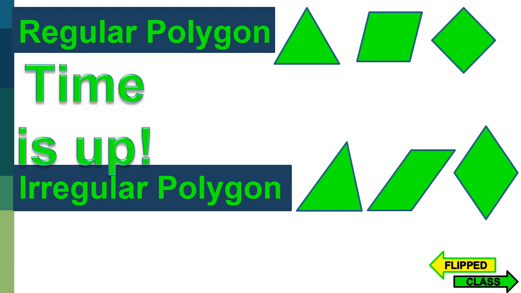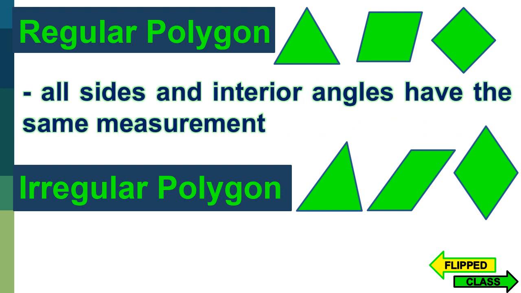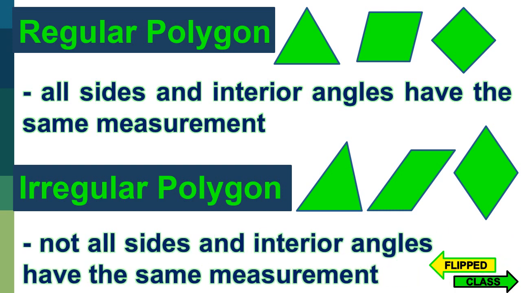Okay, time is up. Now, when you look at these two groups of polygons here, they have the same figure, but there is a great difference in their measurement of sides and interior angles. For a regular polygon, all sides and all interior angles have the same measurement. However, for an irregular polygon, not all sides and interior angles have the same measurement.